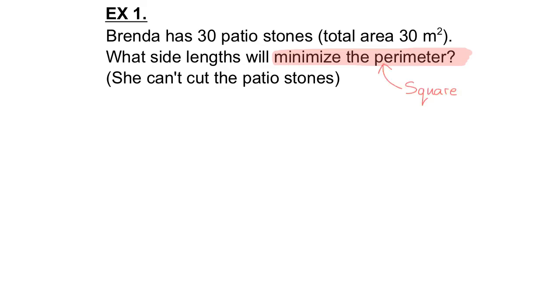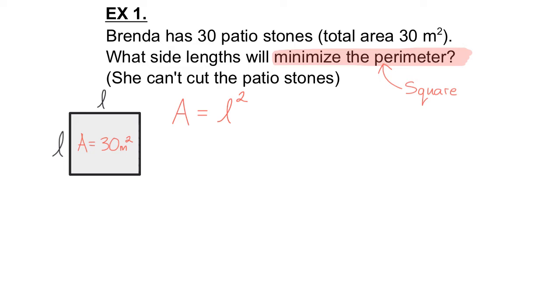It's a square. So start by drawing a square, and let's just label the sides. I'll use L for length. Now I know that the area is 30 meters squared, so I have to use my area formula for a square to figure out what the length is. So we'll start with my formula. A is equal to length times width. In this case, length and width are the same, so it's length times length, or just length squared.